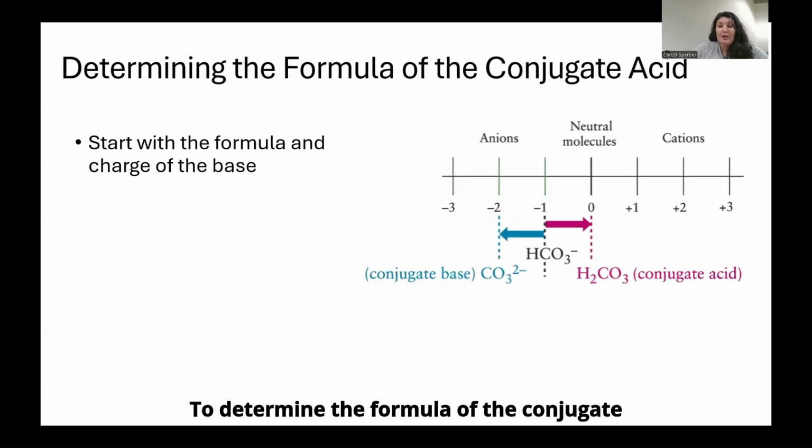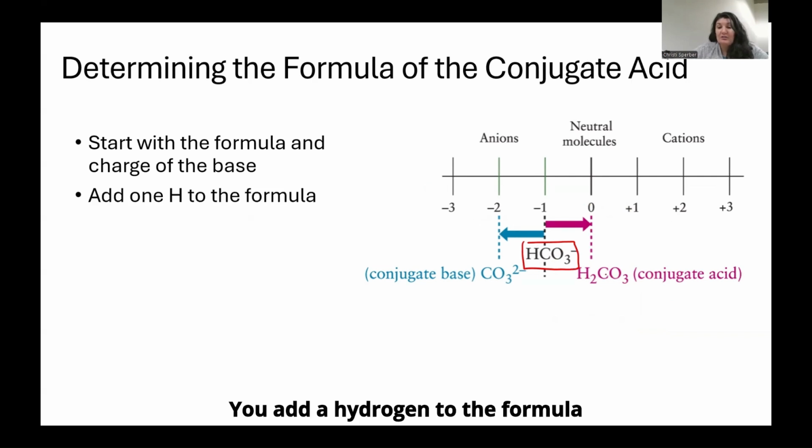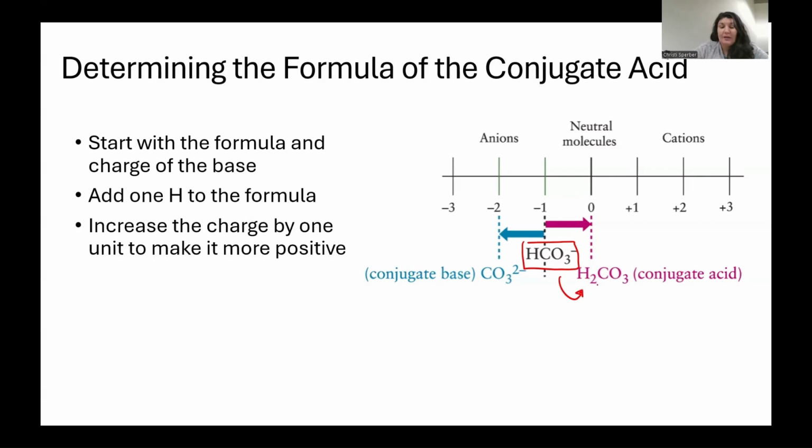To determine the formula of the conjugate acid, you start with the formula and charge of the base. So HCO3 minus is our base. You add a hydrogen to the formula to make H2CO3. And you increase the charge by 1 unit to make it more positive. So we went from -1 plus 1 goes to 0. So the conjugate acid of our HCO3 minus is H2CO3. We added a hydrogen and we increased the charge.